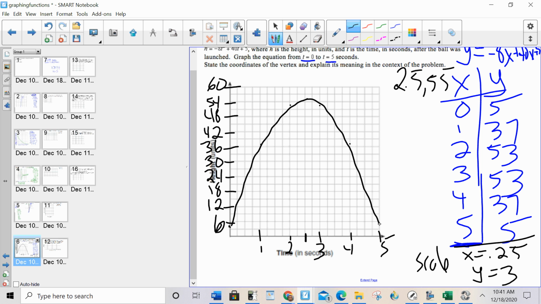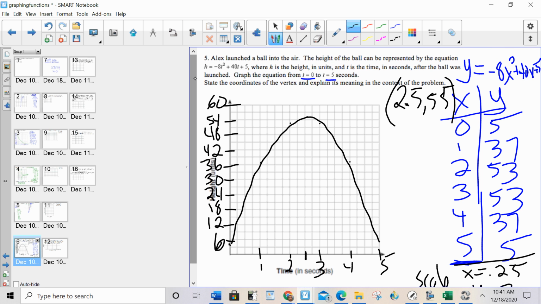So, follow-up question, state the coordinates of the vertex and explain its meaning in the context of the problem. Well, I did that right there. The vertex is 2.5, 55. Now, the fun part that students have is explaining its meaning in the context of the problem. So what's going on in this problem? Alex launched a ball into the air. It's the height of the ball. So who cares about 2.5, 55? What does it mean? Well, x is time and y is height.